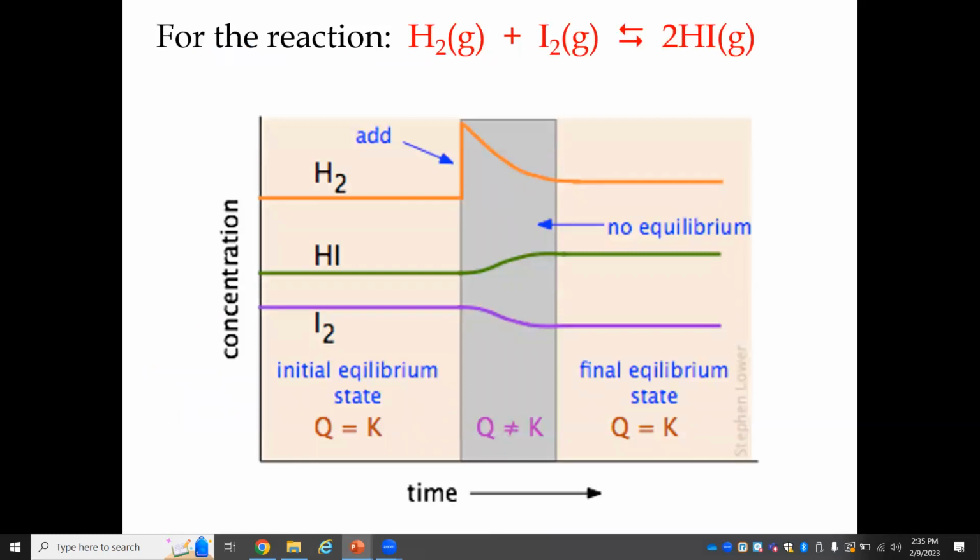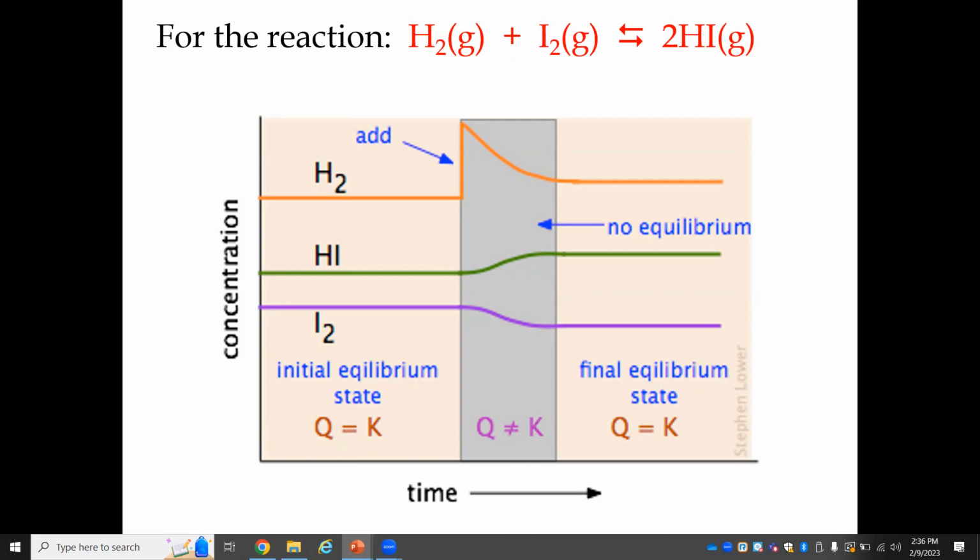So here, using the reaction of hydrogen and iodine producing that hydrogen iodide gas, notice that we have flat lines for all three at the very beginning. Then we have a sudden jump in our orange line. We have a sudden increase in hydrogen, which is going to shift equilibrium towards the right, towards the product. So our amount of reactants will decrease at that point in time, and our product will increase until they reestablish equilibrium and flatline again.